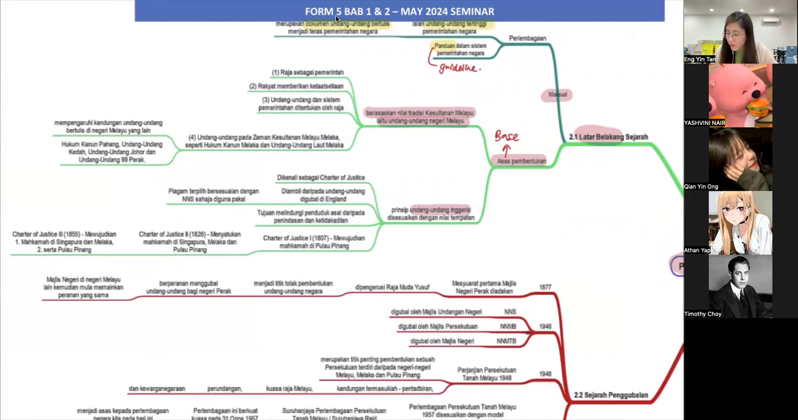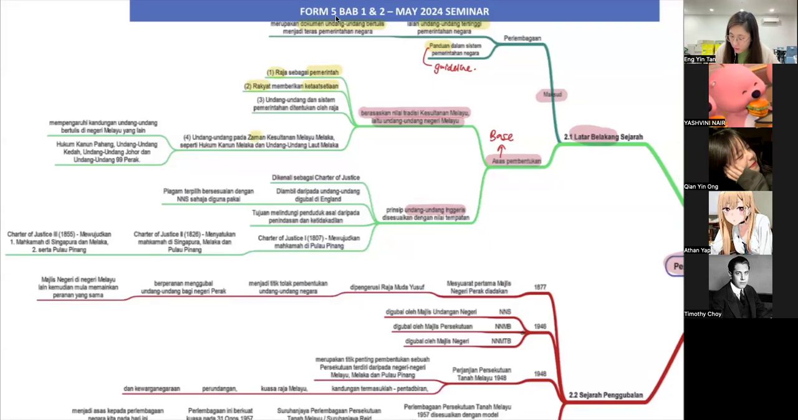Boleh faham? So the other one here is Undang-Undang English. English is British law, Charter of Justice. So far, everybody, you okay? So this one is telling you starting from the Melaka era. And then this one is Charter of Justice, British law. But remember, not every single British law is applied in our country. So they choose the one that's suitable.